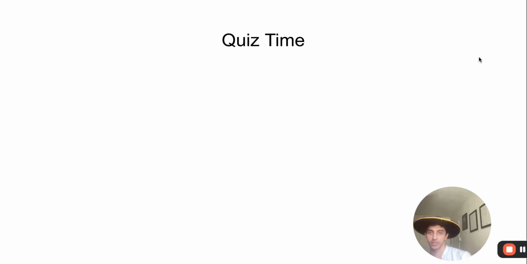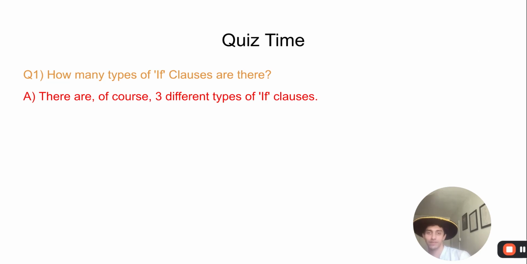Okay, now we're going to go through a little quiz to test your understanding of if clauses in Spanish. Question 1, how many different types of if clauses are there? Probably starting off fairly nice and easy if you've been following along through the whole video, but let me give you a little bit of time to think over this as well. Okay, then let me reveal the answer for this one. There are, of course, three different types of if clauses. Yeah, and we went through each of them in some detail just a bit earlier.